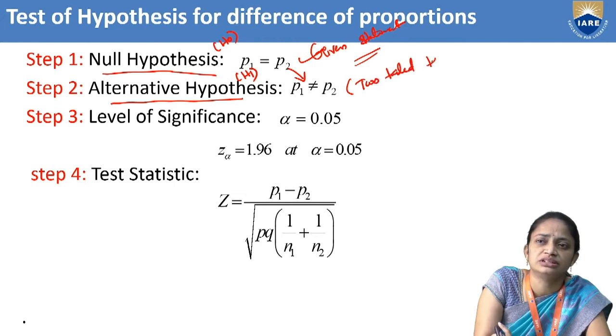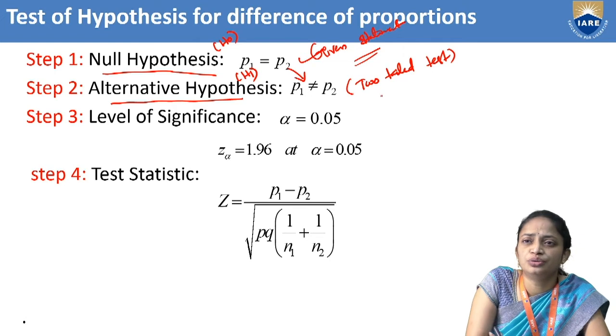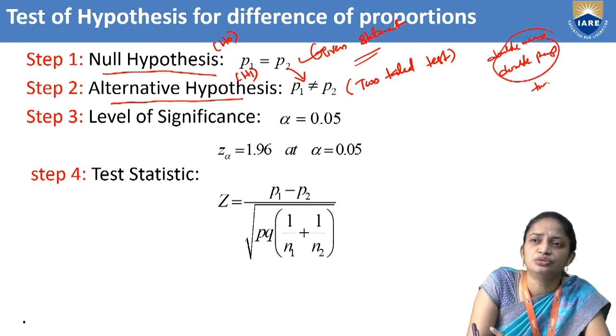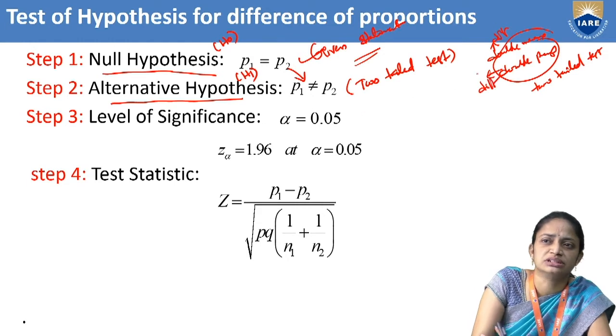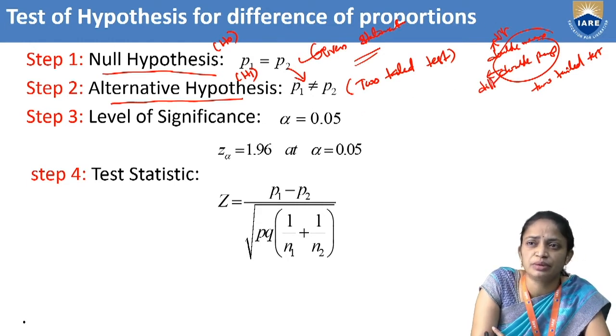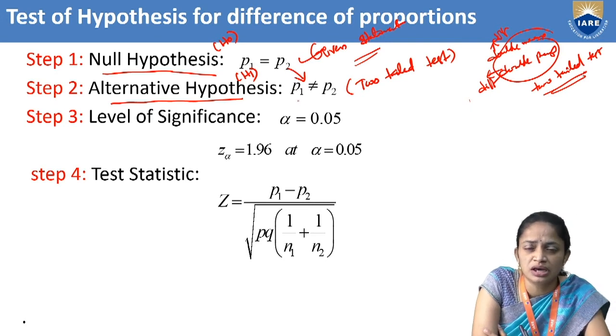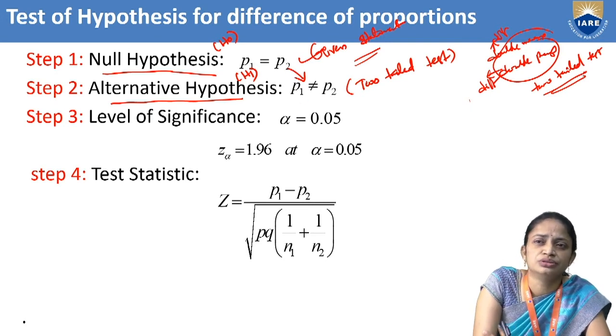Already I have discussed in the previous session, in test of hypothesis for difference of means, if we have double means or double proportions, we need to take a two-tailed test. Double means is the difference of means, double proportions means the difference of proportions. In test of hypothesis for difference of proportions, we need to take a two-tail test. P1 not equal to P2, so that is a two-tail test.